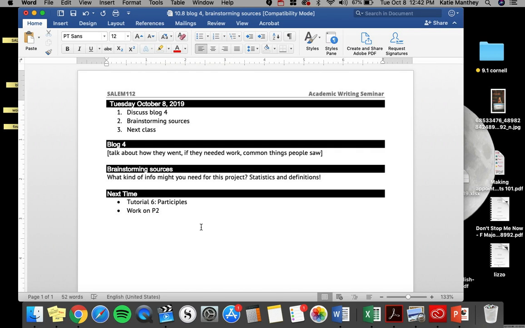It just says work on Project 2, but what I would really like you to focus on is look for places in P1 where you can use sources. And then we will find these sources together on Thursday. So let me know if you have any questions or concerns.